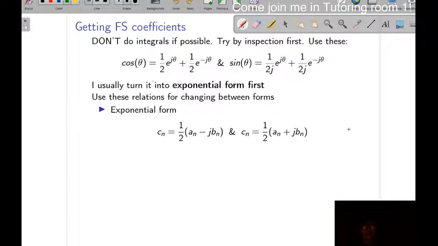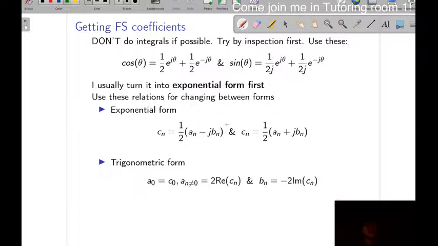Let's see, there's a mistake here. I think this one is minus. I think it's minus n, c to the minus n. So these are the formulas.